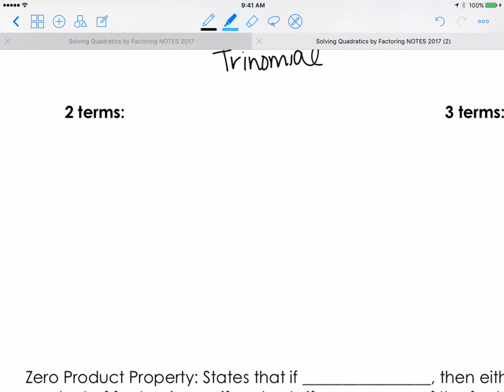So let's talk about how we can factor. It's going to have either two terms or three terms. The first thing that we must always do on either one of these is check for GCF. So we always need to check for GCF. That should be common right now. It should be something that you guys are familiar with, GCF. So we always have to look for that first.